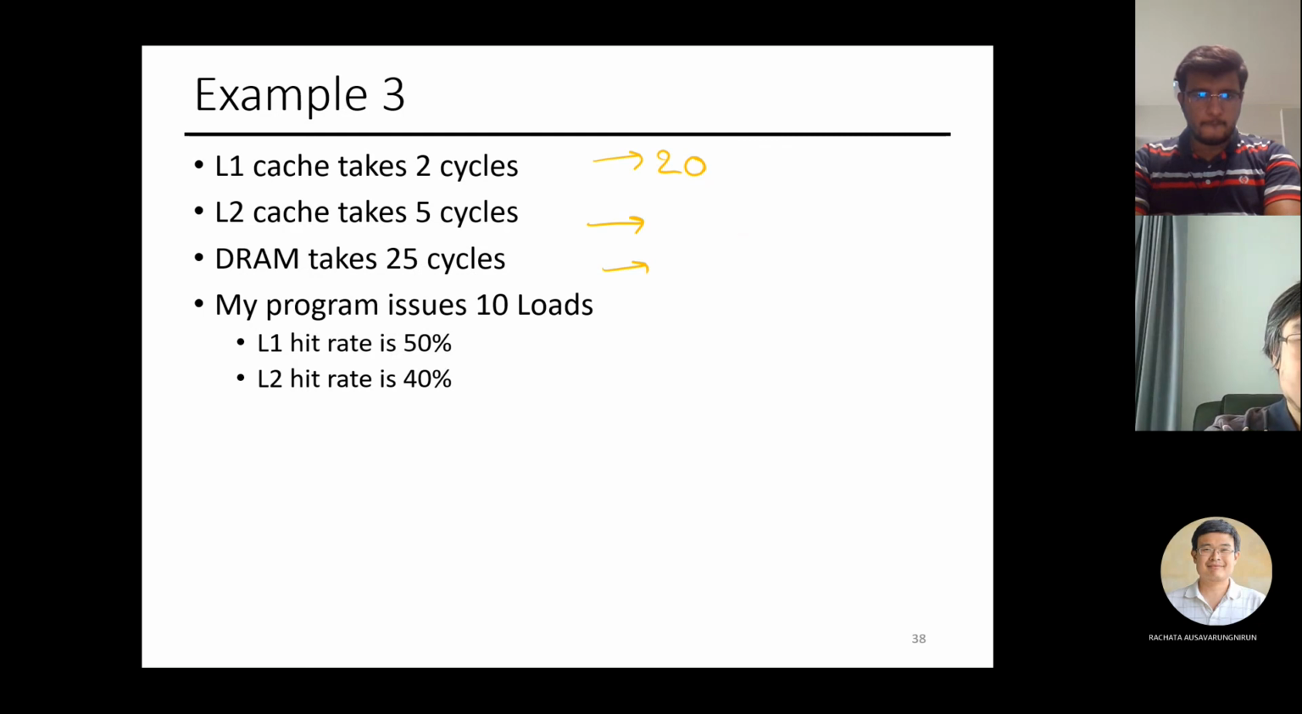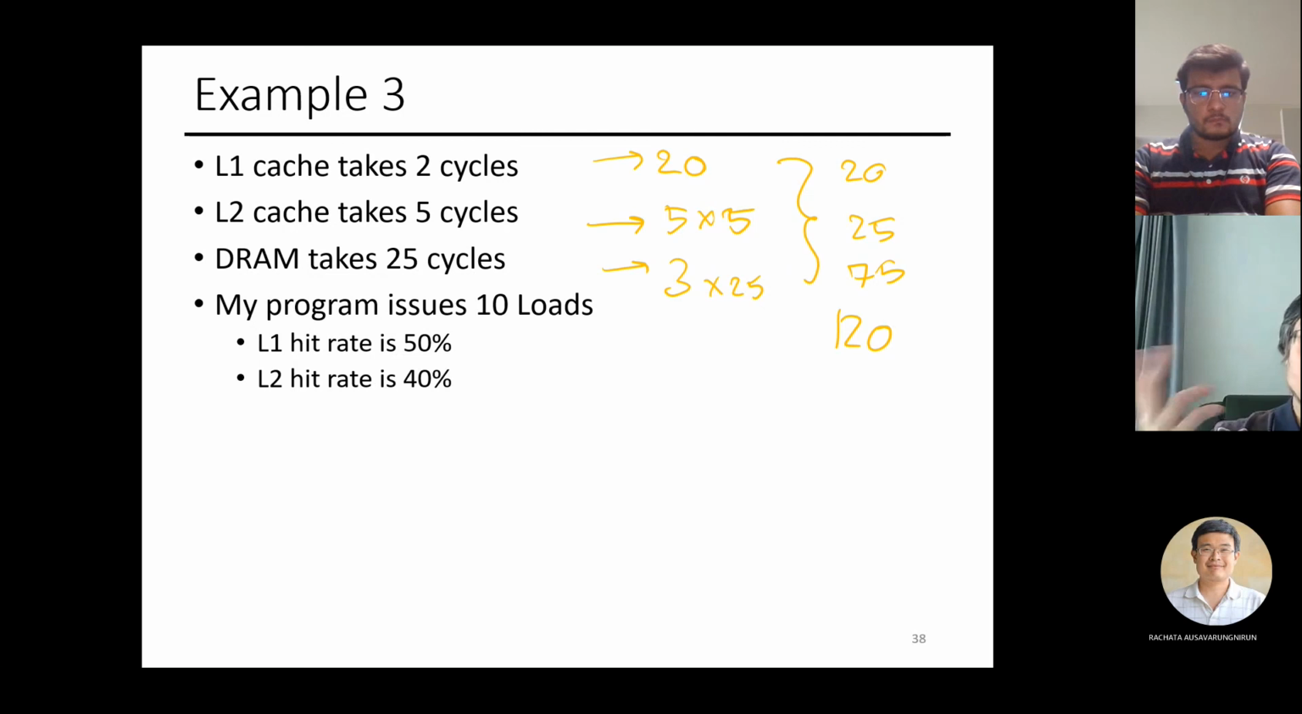So for 10 accesses, 50% go to L2, so 5 go to L2. And for all those 5 loads, you have a hit rate of 40%, so 3 more go to L3, so that's 25, right? So if you do this, it's 20 plus 25 plus 75, that's 120 cycles for the 10 loads, right? Each load takes way more time.